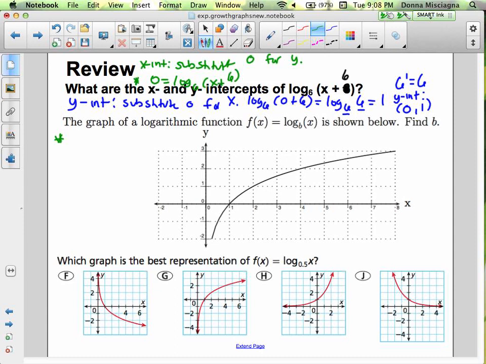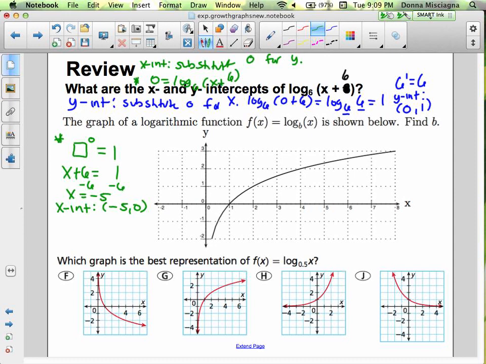All right. So anything at all to the 0 power gives us what? 1, Miss Mashagna. All right, so that's going to mean that x plus 6 there has got to equal 1. So we're going to just kind of do this logically. All right, so that means that if I subtract 6 from both sides, x is going to equal -5. So that means our x-intercept is -5, 0.